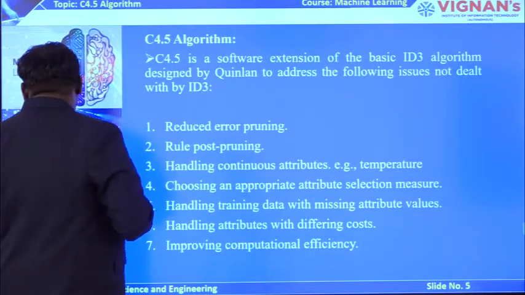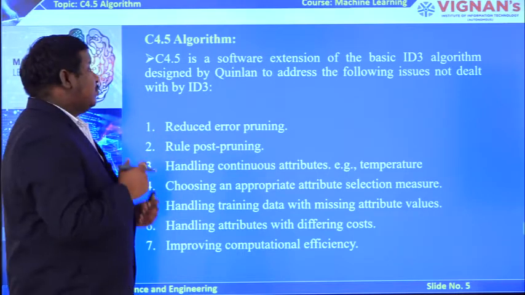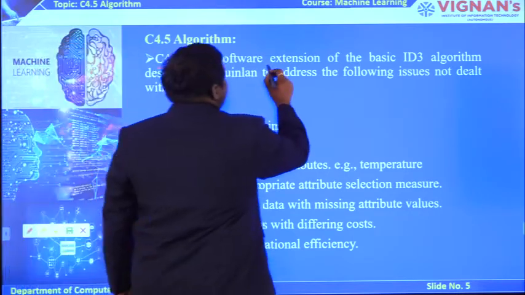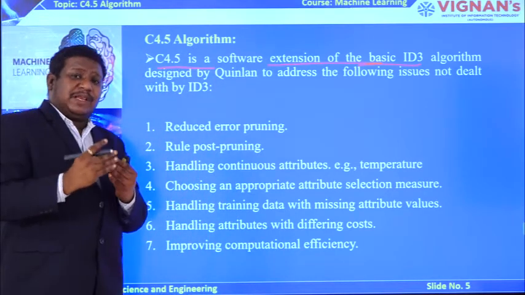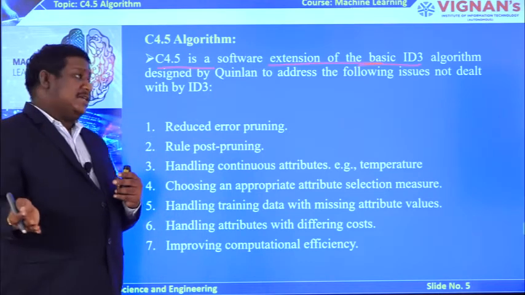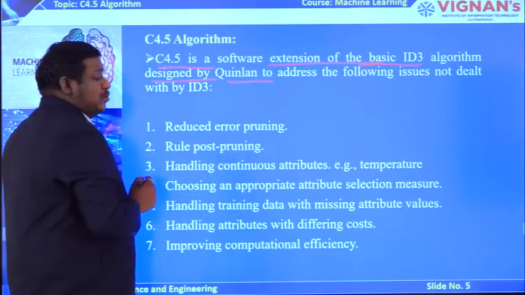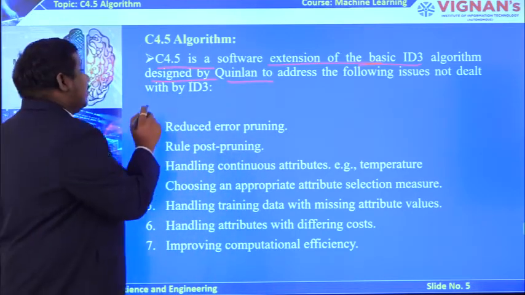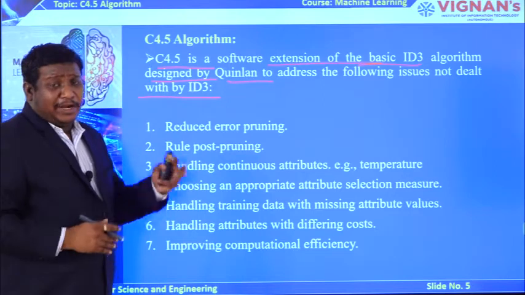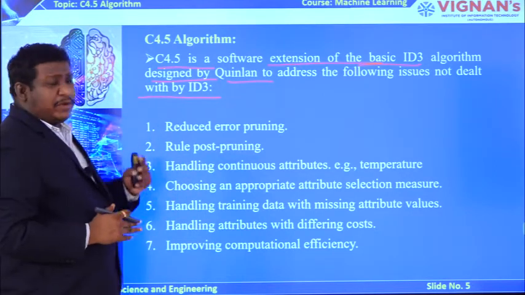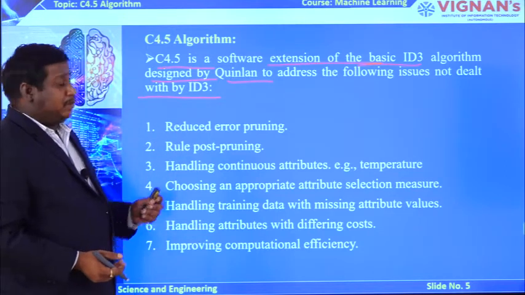Coming to the C4.5 algorithm, C4.5 is basically a software extension of the basic ID3 algorithm. We can say C4.5 is an extension of ID3, and it was also proposed by Ross Quinlan, who developed the ID3 algorithm. There are some issues not dealt with by the ID3 algorithm, and C4.5 is going to resolve these issues. Let us see those issues.